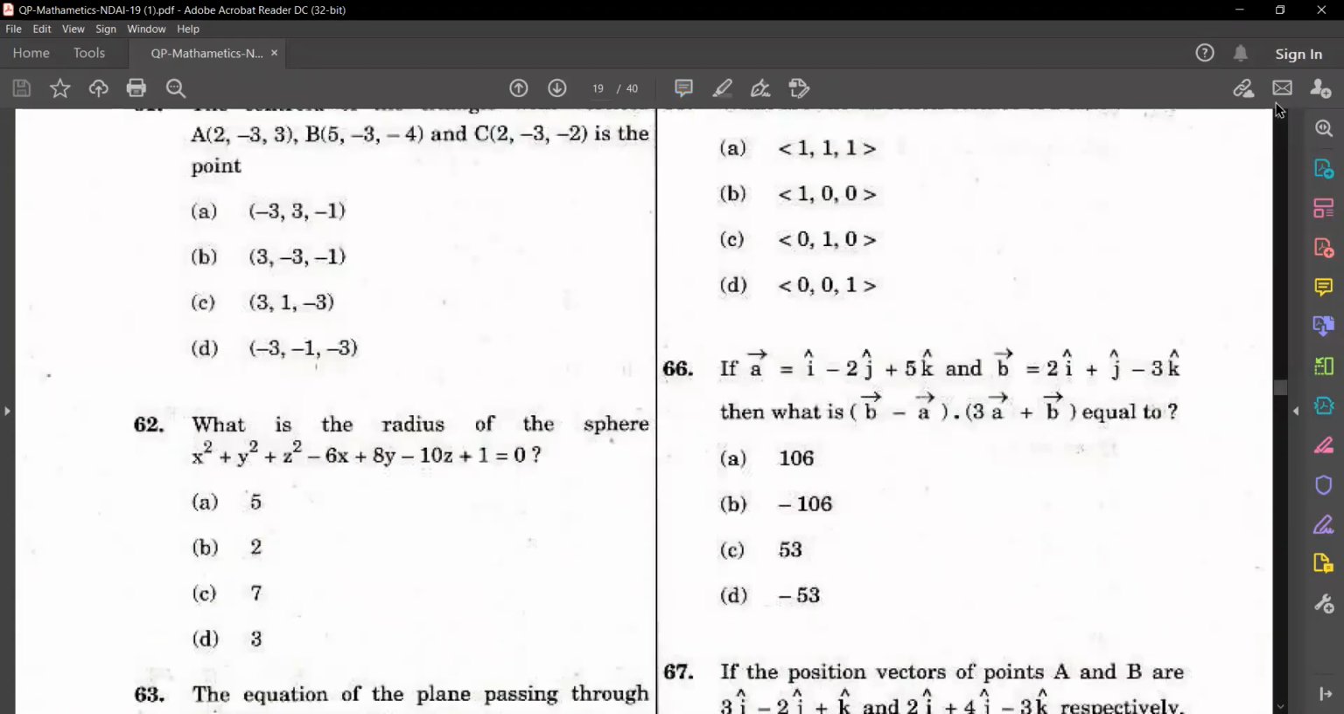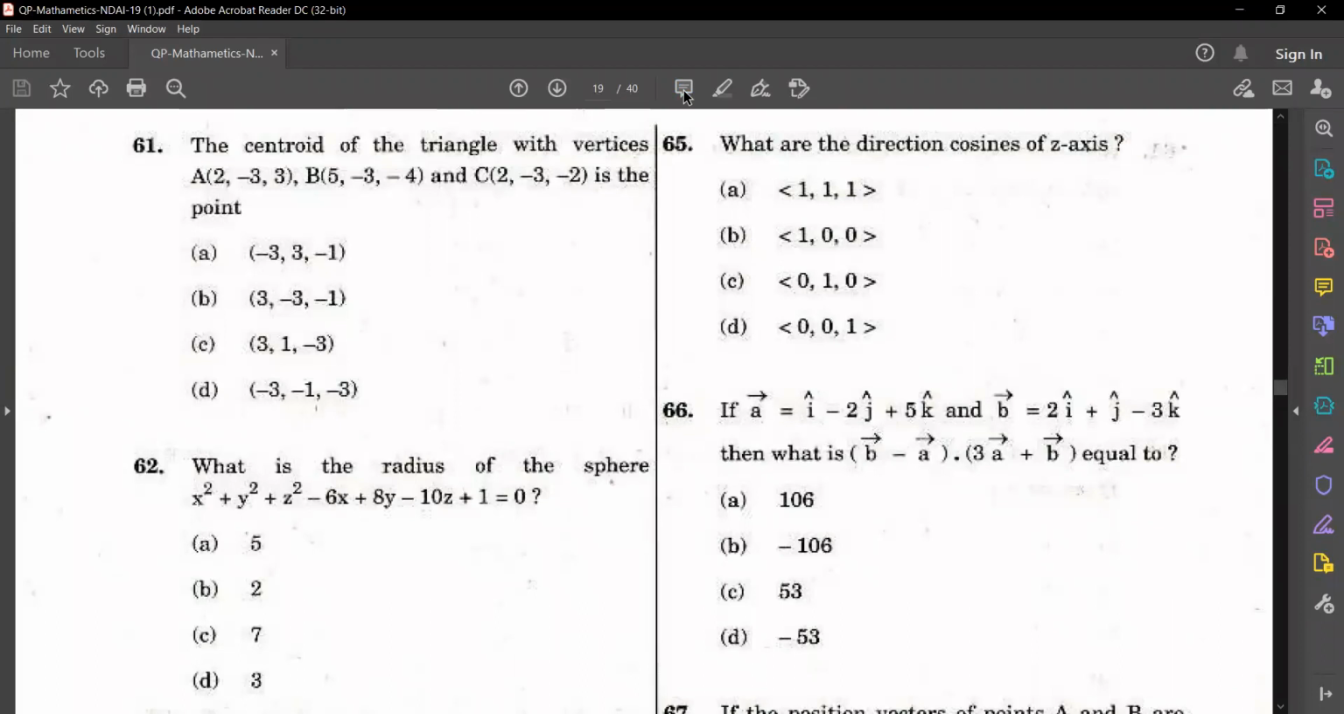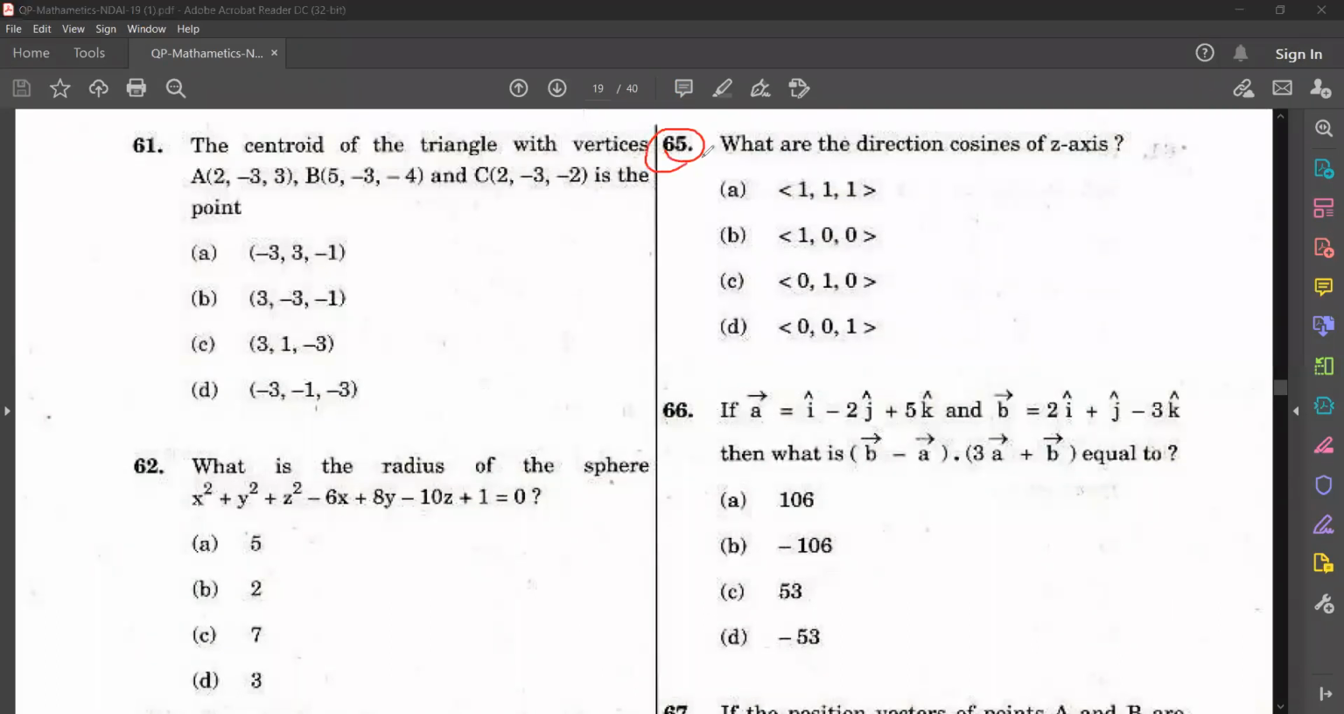Question number 65. What are the direction cosines of z axis? I'll give you 10 seconds. Tell me the answer fast. Direct question. What's the answer?